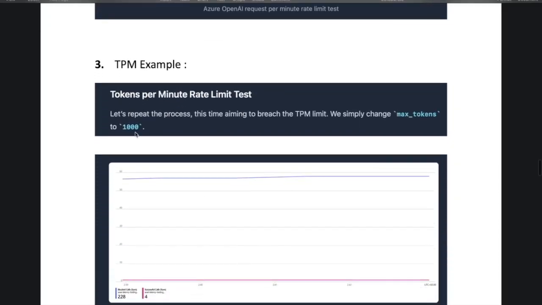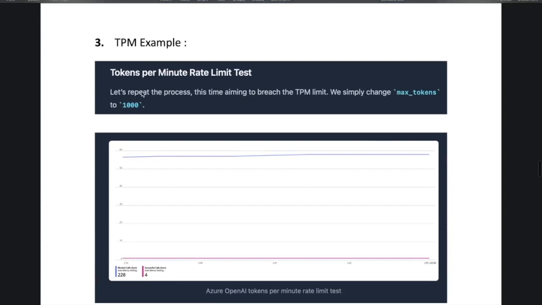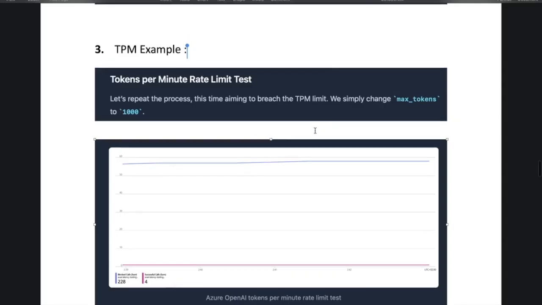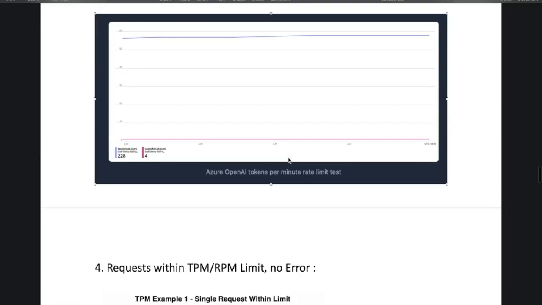So now, how do you do your TPM rate limit test? You can repeat the same process, but now you aim to breach the TPM limit. So you can assign max tokens to 1000, and let's say your TPM is also 1000. So what you'll do, you'll try to send a request, and because one request is also using 1000 tokens, and let's say your assigned TPM is 500, whatever number of requests you send, you'll say, oh, I haven't even sent many, why are my 6 requests not even passing? Now 0 are passing because this time you have exceeded the TPM rate limit. So this is how you can test the rate limits.